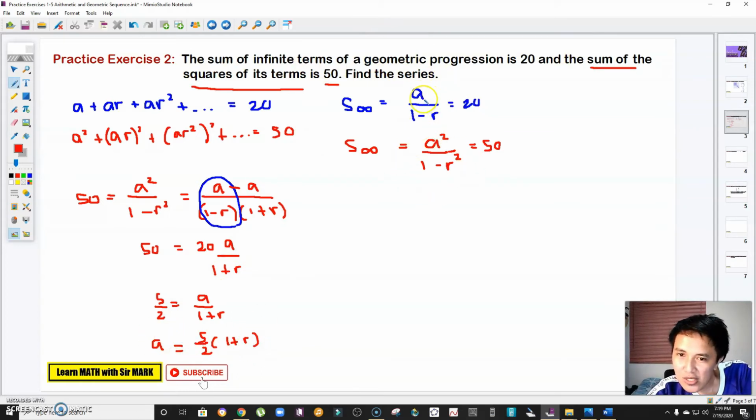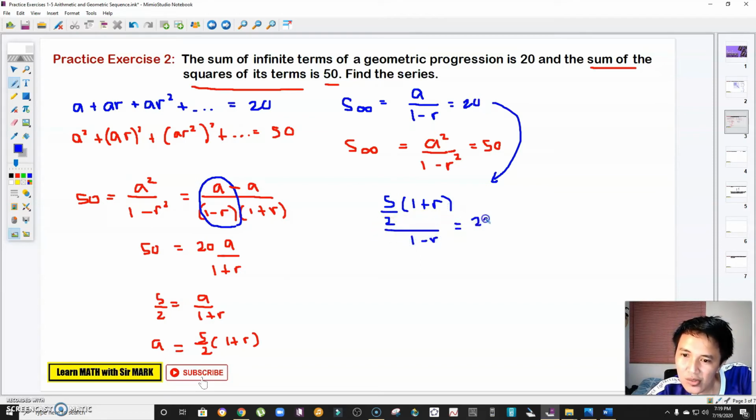So, I have here a in terms of r. I'm going to substitute it in the first equation. Instead of a, I'm going to replace it by 5 over 2, 1 plus r, all over 1 minus r equals 20. Then, cross multiplying, I'm going to have 5 halves, 1 plus r equals 20 times 1 minus r.